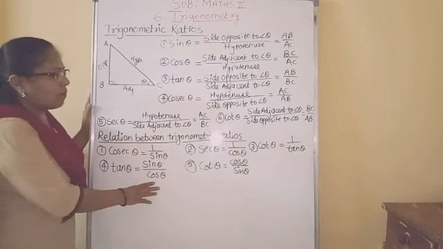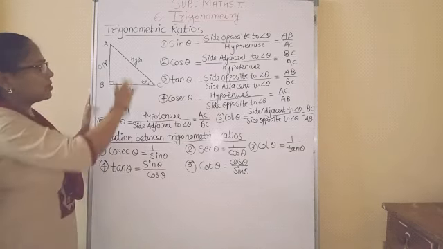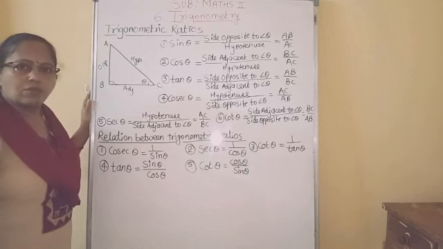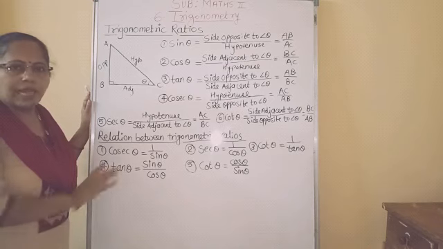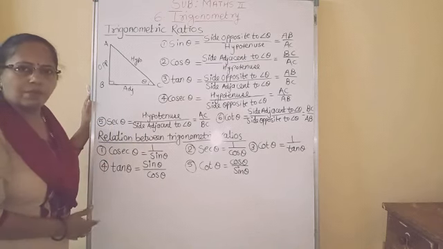So this way we got 5 relations between these trigonometric ratios. Followed? Now students, this is the base of trigonometry, and this is useful to solve the problems.